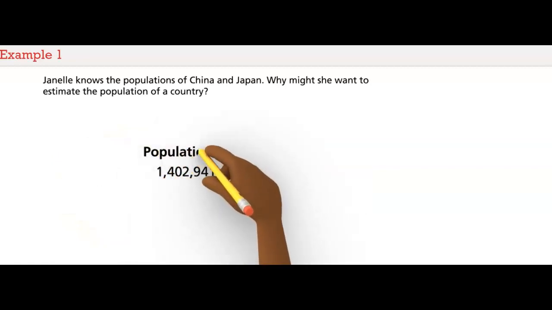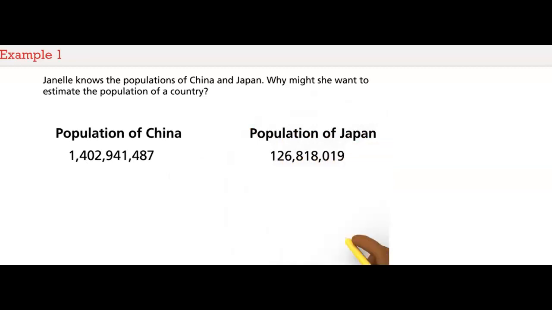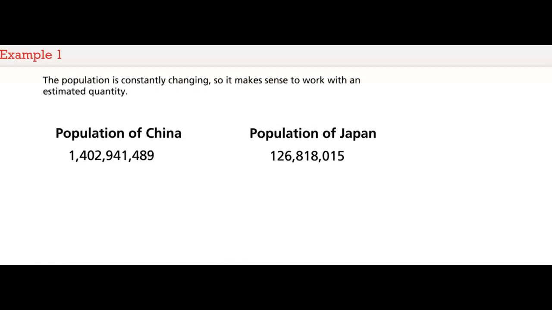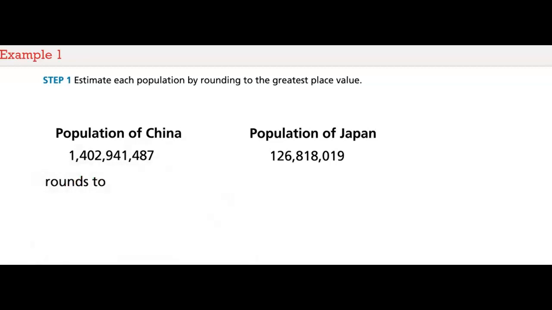Janelle knows the populations of China and Japan. Why might she want to estimate the population of a country? The population is constantly changing, so it makes sense to work with an estimated quantity. To begin, estimate each population by rounding to the greatest place value. The population of China rounds to 1 billion, and Japan's population rounds to 100 million.